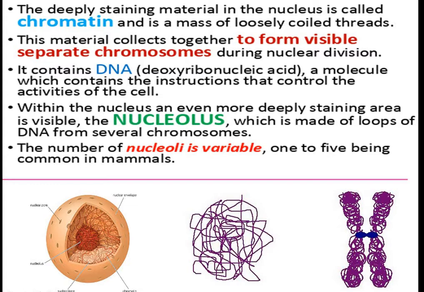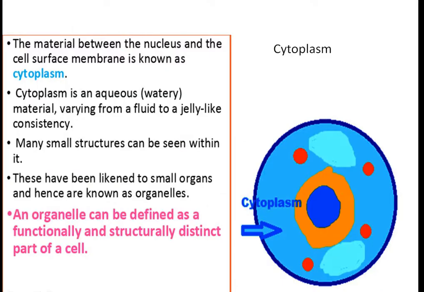Within the nucleus, an even more densely stained structure is present, which is called the nucleolus, which is made up of loops of DNA from several chromosomes. So it is also made up of DNA, but it is more condensed. The number of nuclei is variable, 1 to 5 being common in mammals. Then we will go through what cytoplasm is. The material between the nucleus and the cell surface membrane is called cytoplasm.